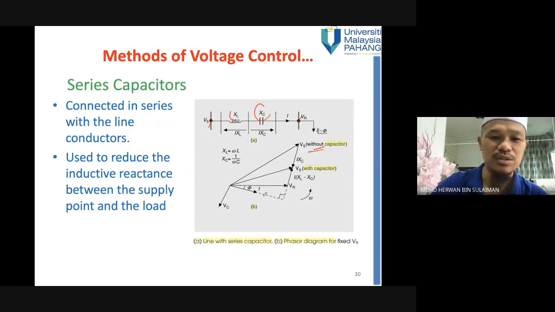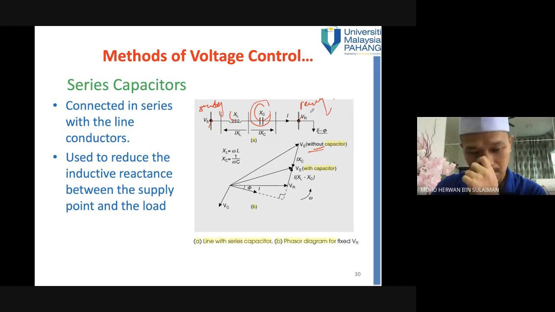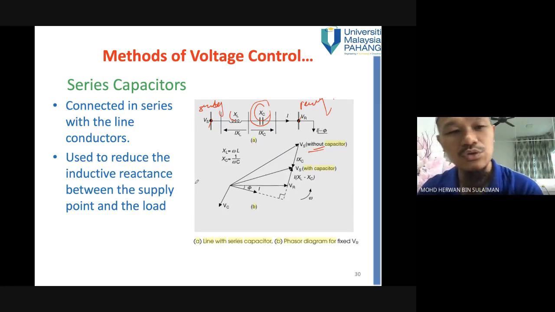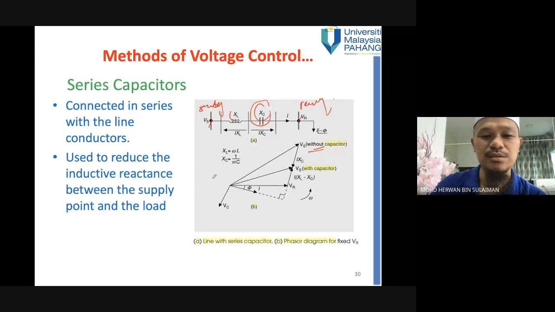Now we move to the series capacitor. So this is how the series capacitor is being connected. We have the series capacitor here. It's connected in series with the line conductors, because the name is series. So this one is the sending end, and this one is the receiving end. It is used to reduce the inductive reactance between the supply point and the load.